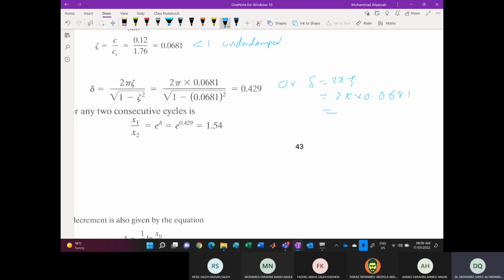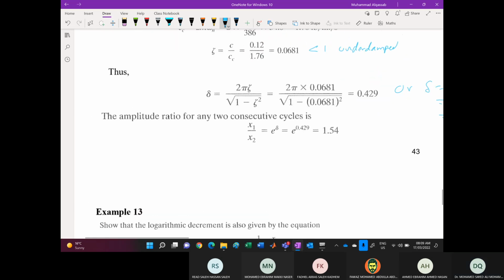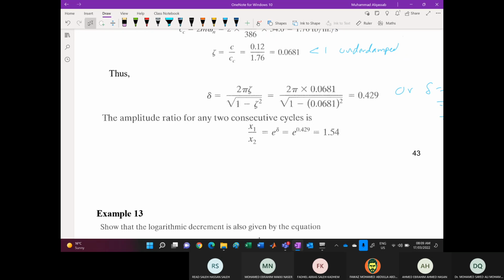Okay, this is 0.4278. So to 3 decimal places is 0.428. So you can see the error is in the 3rd decimal place. Okay, and this is delta, which is required in the question. The amplitude ratio of any two consecutive cycles or successive cycles, they mean the same thing. So two amplitudes separated by tau d.